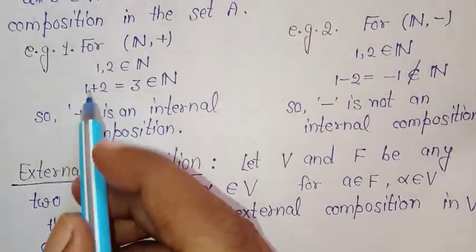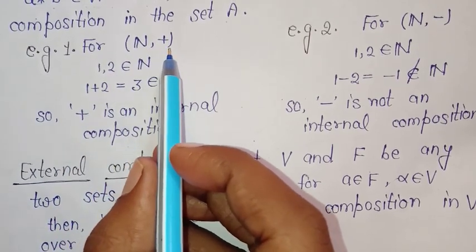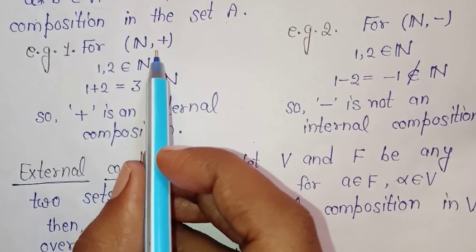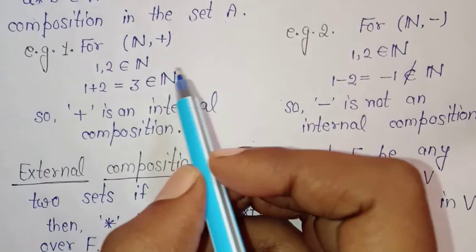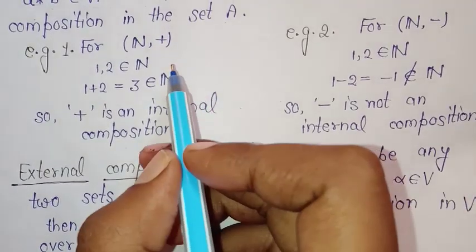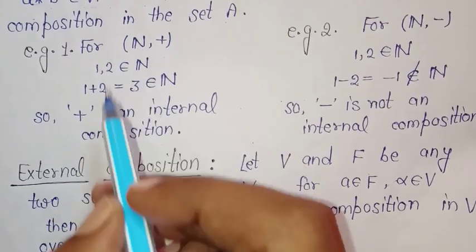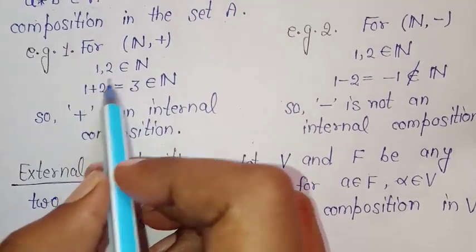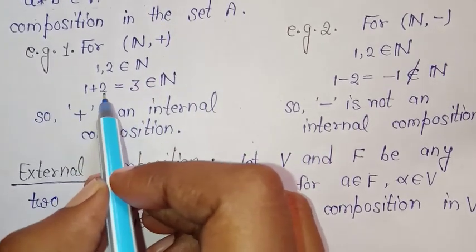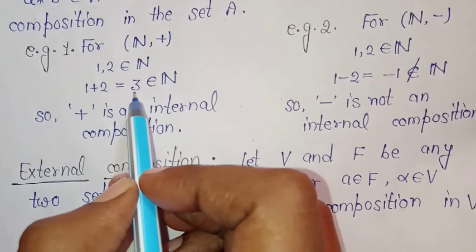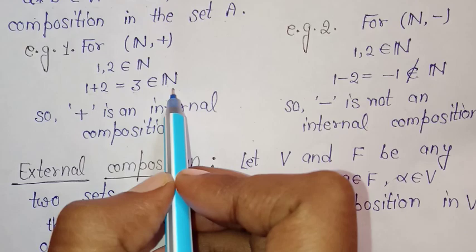So let's take one example. For example, I have a non-empty set, the set of natural numbers, together with the binary operation plus. If you want to know about binary operations, you can see my previous video, the first lecture of group theory, in which I discussed binary operations. So we will take two natural numbers from the set of natural numbers and apply the operation plus over them. I am taking 1 and 2, and after adding 1 and 2 we get 3, and 3 is also a natural number, so this element belongs to the set of natural numbers.